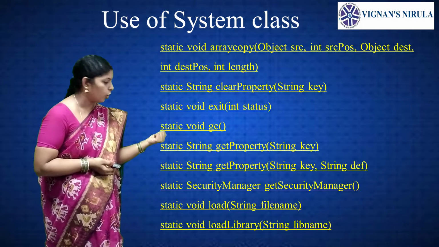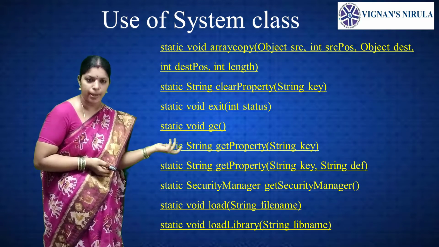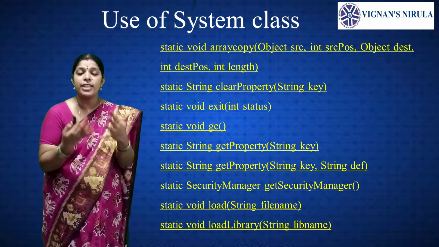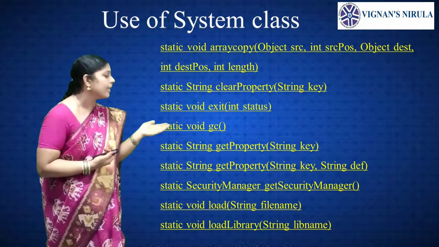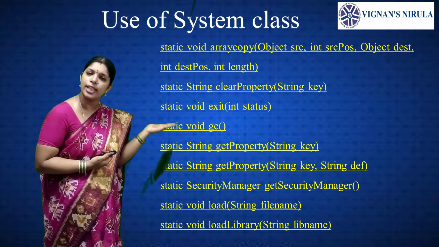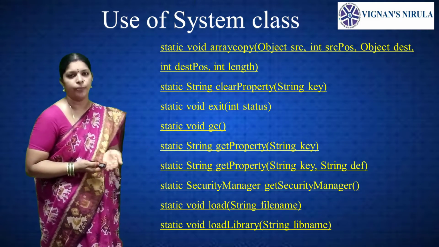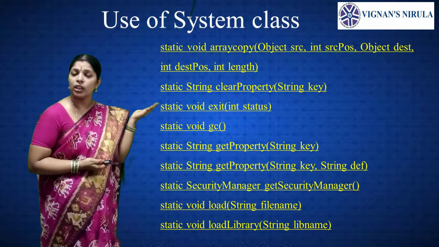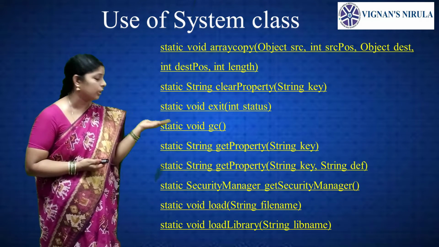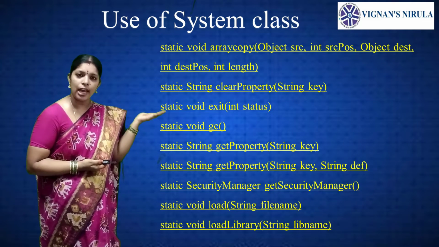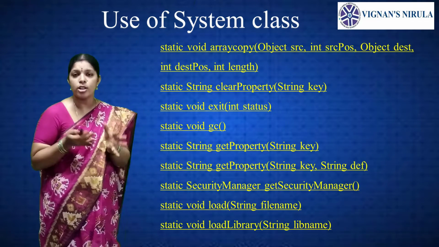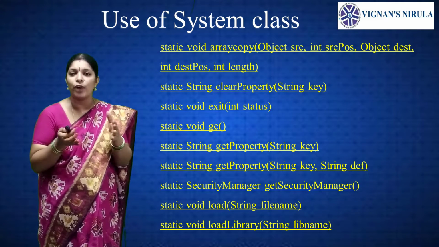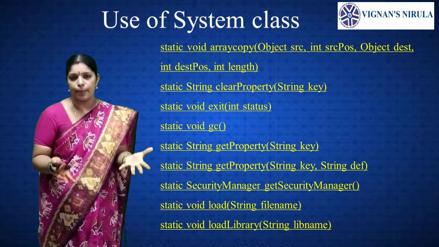The static SecurityManager getSecurityManager method. By using this method, we are getting the system security interface. Next, static void load. This method loads a code file with the specified file name from the local file system as a dynamic library.